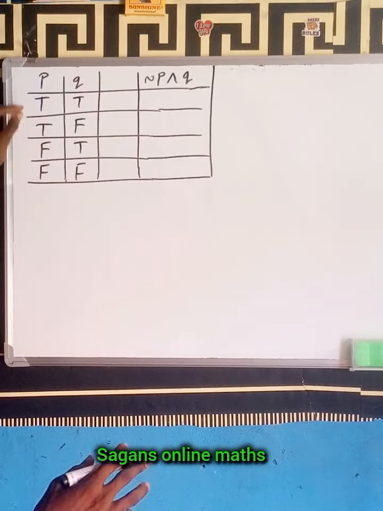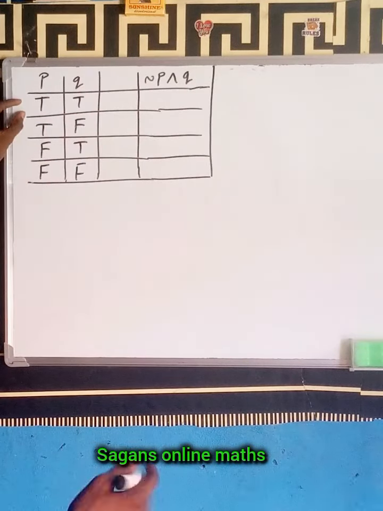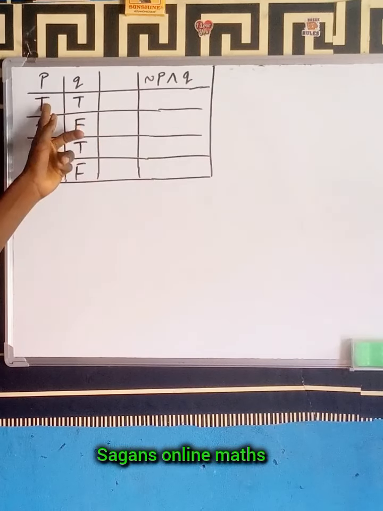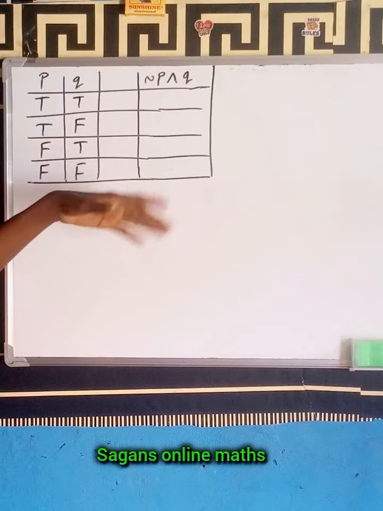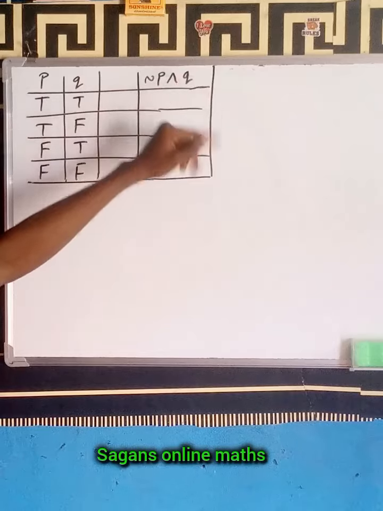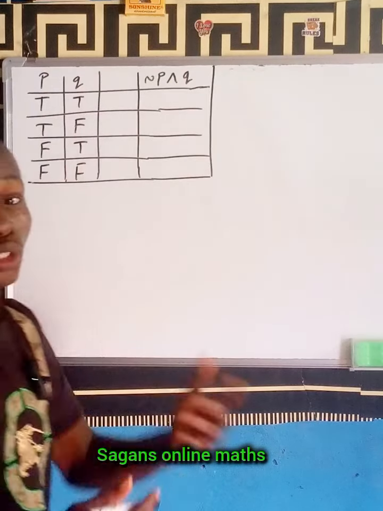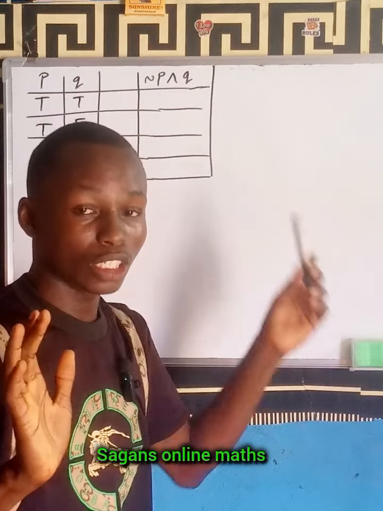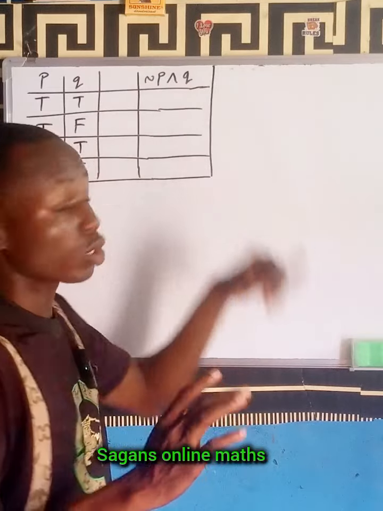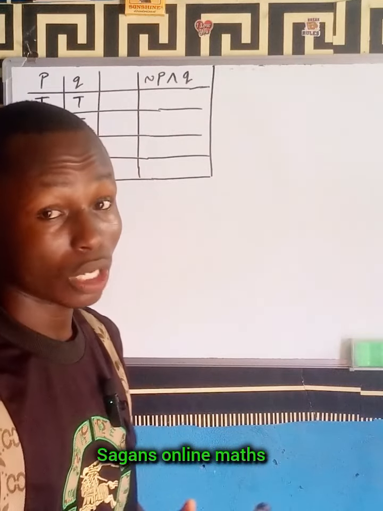Now here we have T T F F. This T means true and this F means false. So it means that this statement here is true, and this statement here is true. And we are expected to find negation P and Q. Now this negation you're seeing simply means not. And this sign you're seeing means and, that's conjunction. Are you with me?